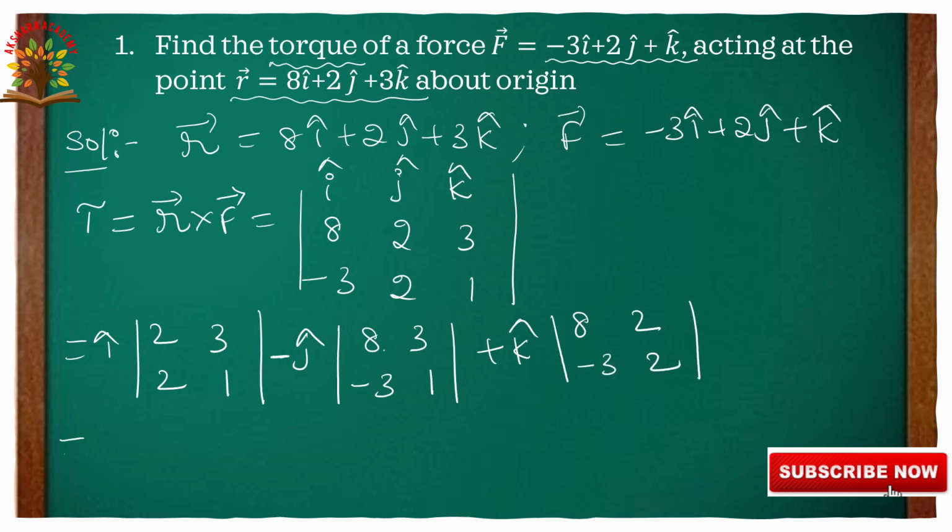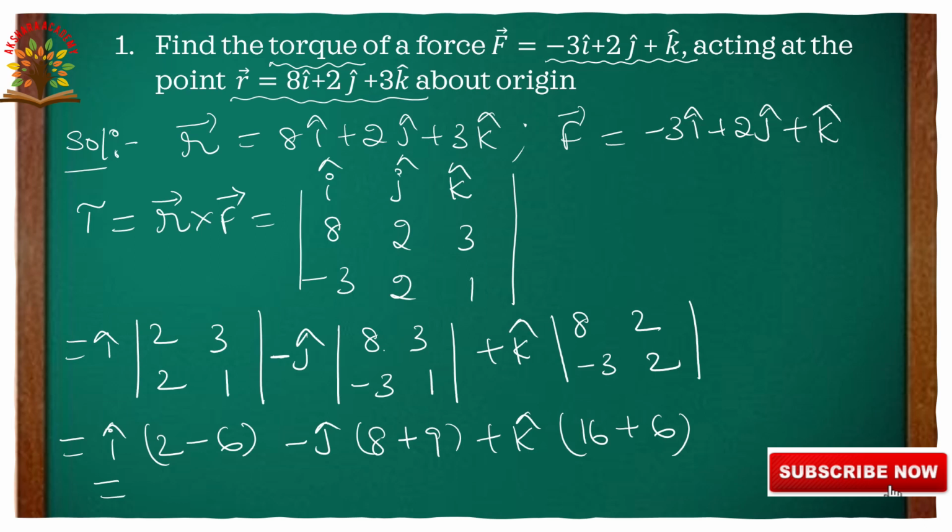So that equals i cap of (2 times 1 is 2, minus 3 times 2 is 6), minus j cap of (8 times 1 is 8, minus 3 times 3 is 9, minus of minus gives plus 9), plus k cap of (8 times 2 is 16, minus 3 times 2 is 6, minus of minus gives plus 6). So that equals 2 minus 6, which is minus 4 i cap. Here 9 plus 8 is 17, so minus 17 j cap, plus 16 plus 6 is 22 k cap.